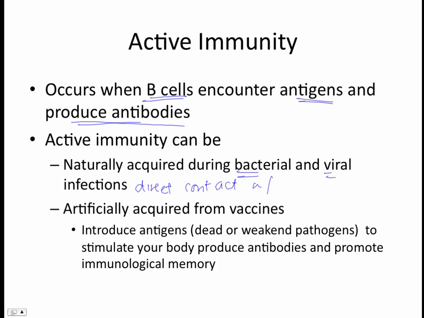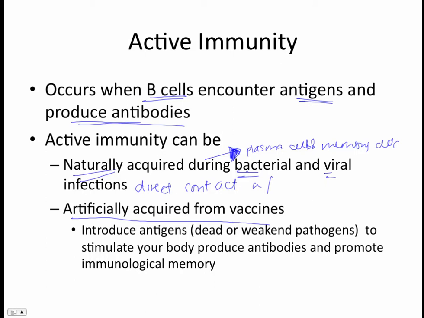So if it's naturally acquired, what are you doing? You're actively causing your body to come into contact with these antigens. You're actively going to cause your body to create those plasma cells and those memory cells. Or you can also get them artificially acquired, meaning that you can introduce a dead antigen.